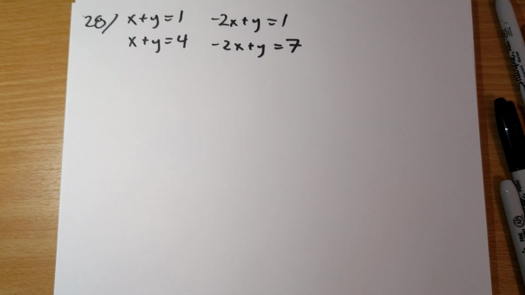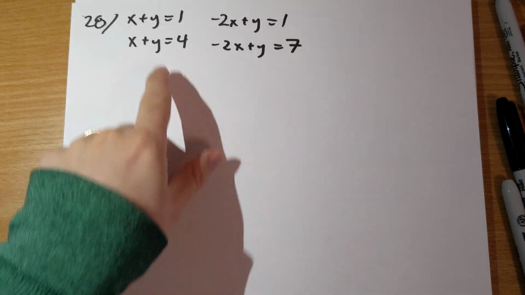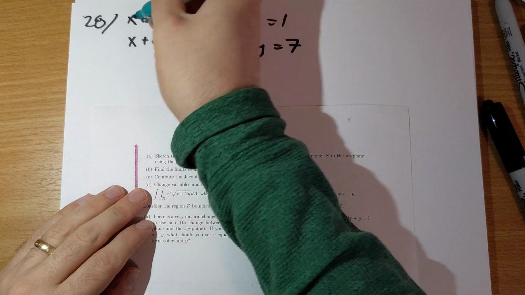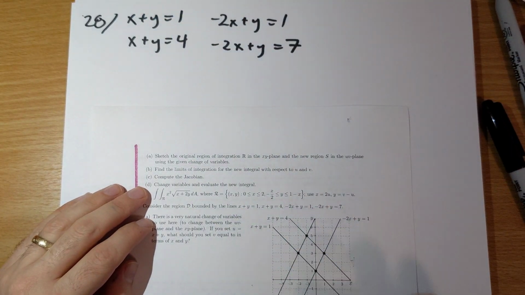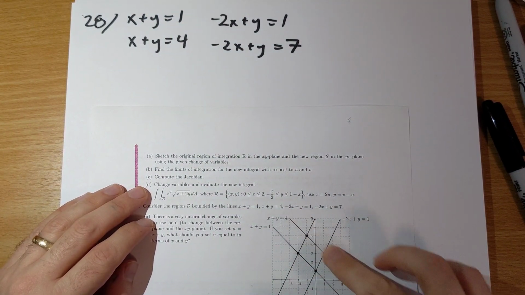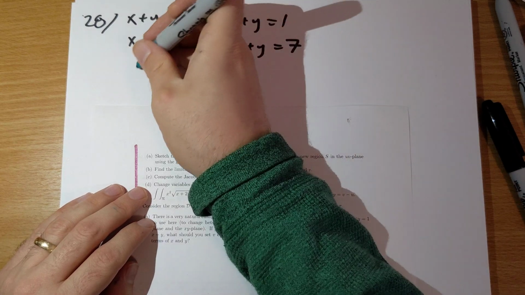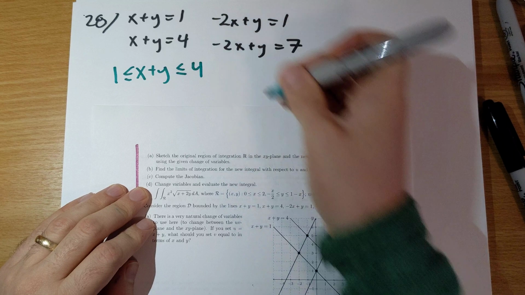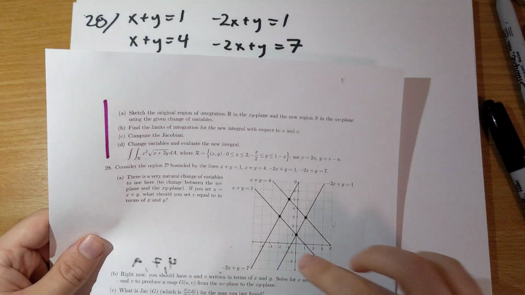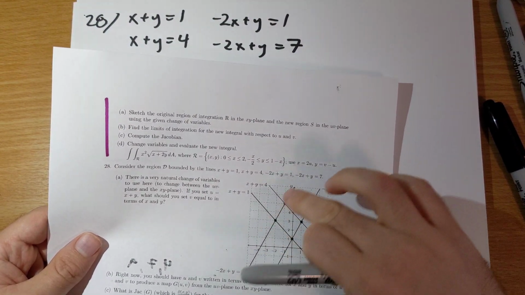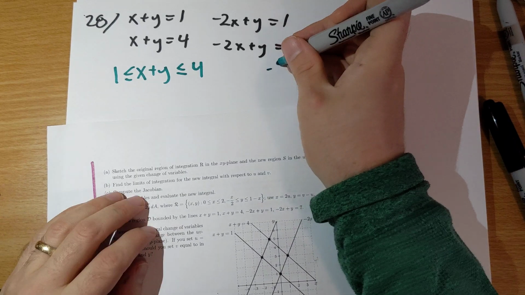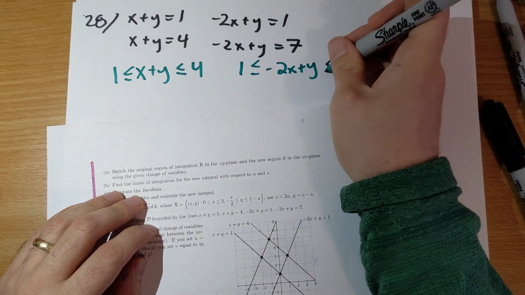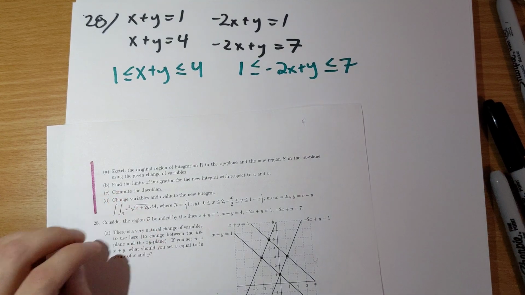And so the thing to realize is that for this region, we can say, okay, x plus y is equal to 1 is this line, x plus y is equal to 4 is this line. So the region has x plus y between 1 and 4. Negative 2x plus y is 1. Negative 2x plus y is 7. So negative 2x plus y is between 1 and 7.